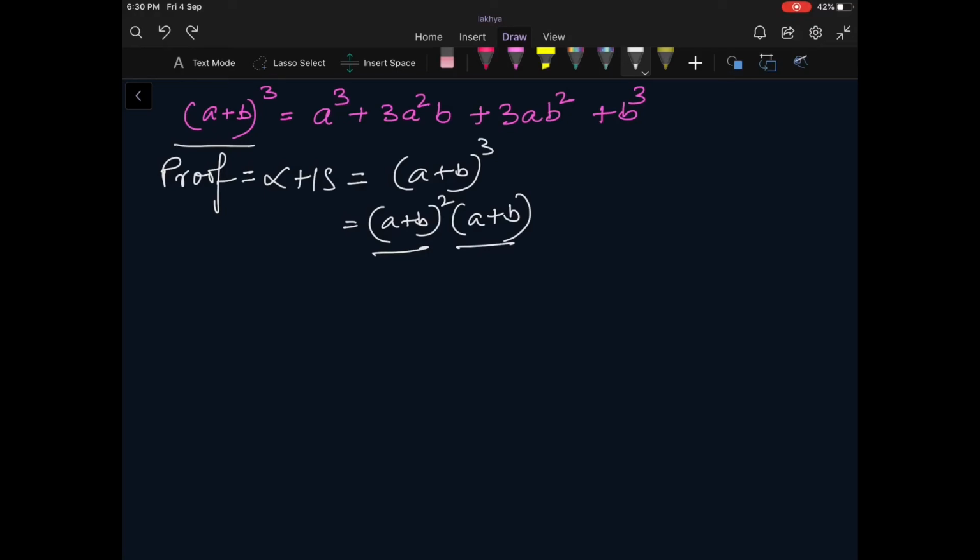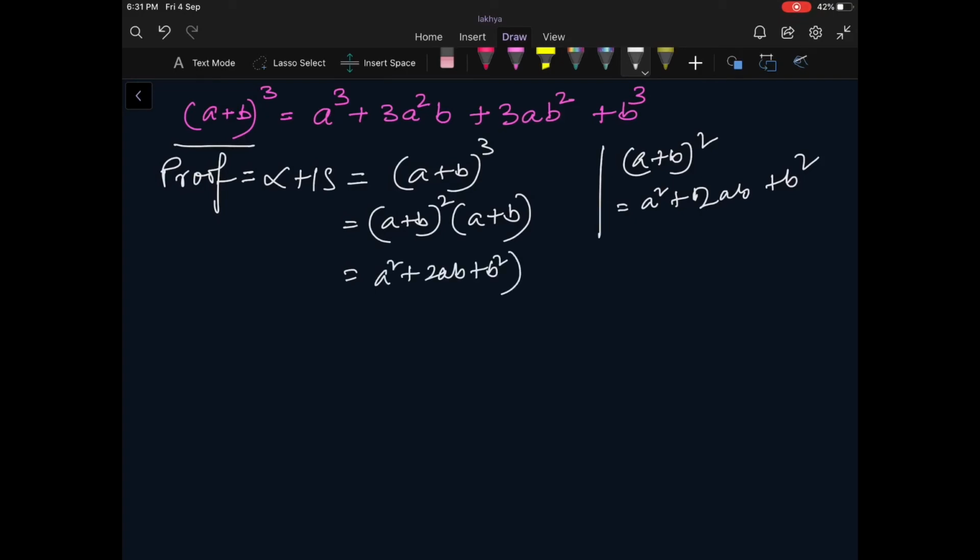Yes, so now let us apply here the a plus b whole square formula. We have already got a plus b whole square is equal to a square plus twice ab plus b square. Okay, so let us apply this here. Then we will get a square plus twice ab plus b square into a plus b. Okay, so now let's multiply these two.